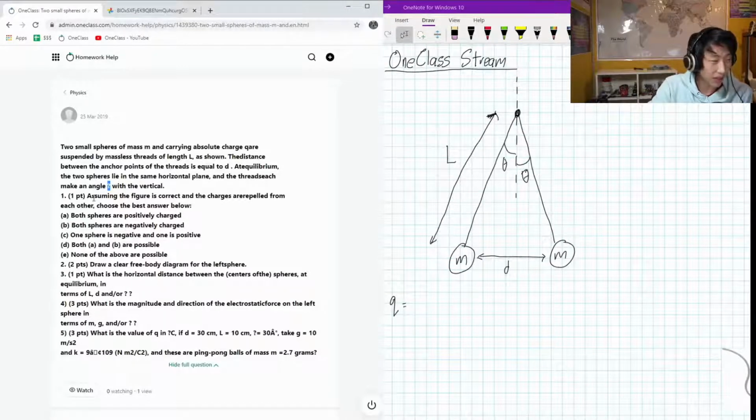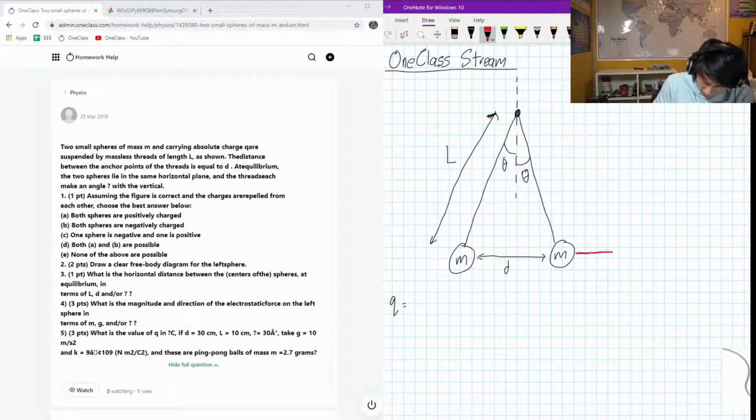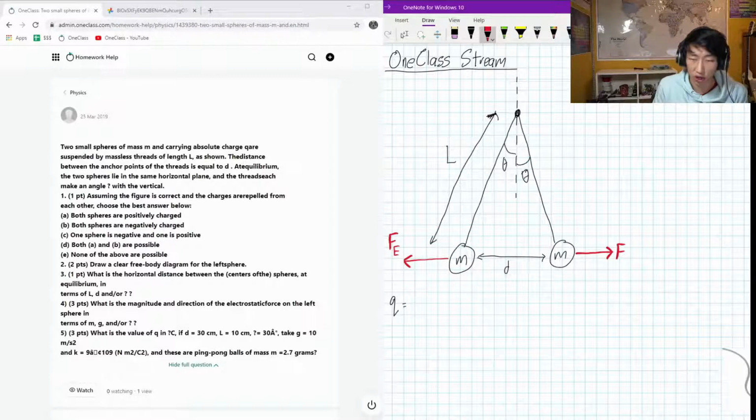Part one of this question is asking us, assuming the figure is correct and the charges are repelled from each other. Maybe let's put forces in red. So here we have an outwards force. Both of them are repelled from each other. Let's just call that Fe, because both of the particles are charged. That means that the force trying to separate them from each other has got to be an electric force. That's why we're going with Fe. So that's pretty much what's going on here.